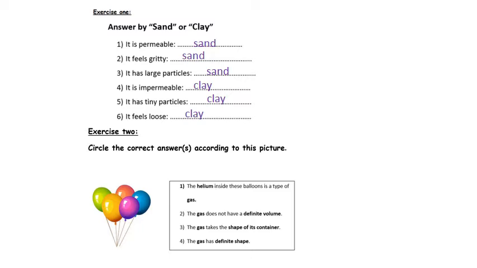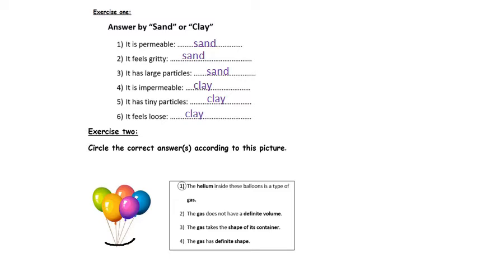Exercise number 2. We have to circle the correct answer or answers according to this picture. What can we see here? We can see balloons, right? Balloons filled with water or balloons filled with air. Balloons filled with air. Number 1. The helium inside these balloons is a type of gas. Yes, it is a type of gas.